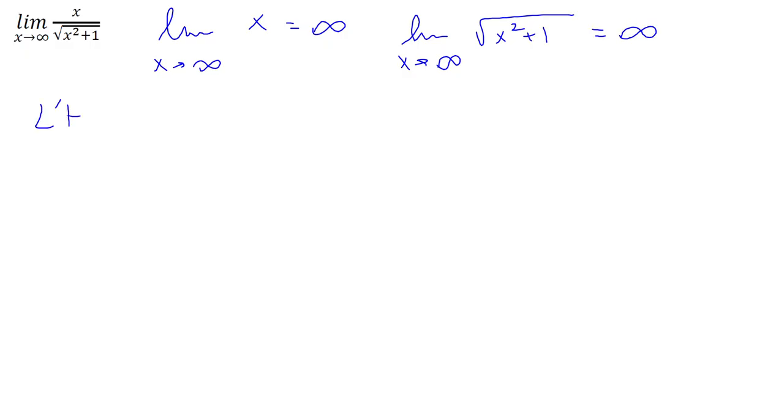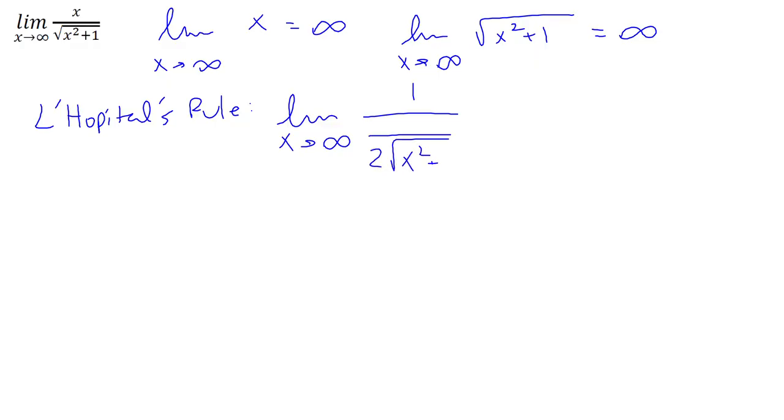So if I try to use L'Hopital's rule, we're going to end up with a limit as x approaches infinity of the derivative of x, which is just 1, and then the derivative of root x squared plus 1, which is 1 over 2 root x squared plus 1, times the derivative of x squared plus 1, which is 2x. And we can see that these will cancel out, and this becomes a limit as x approaches infinity. If I take the 1 over a fraction, it's like taking the reciprocal. So we'll have root x squared plus 1 over x.